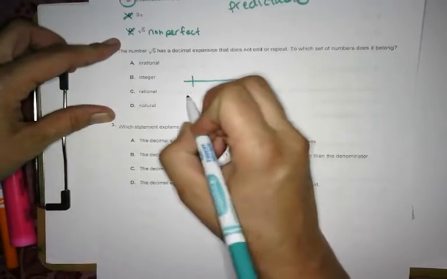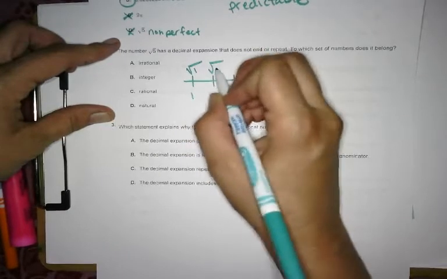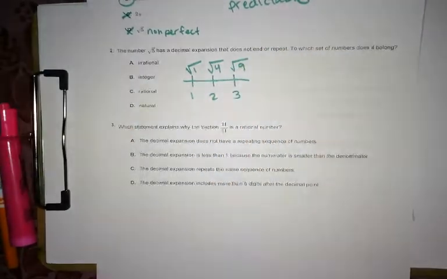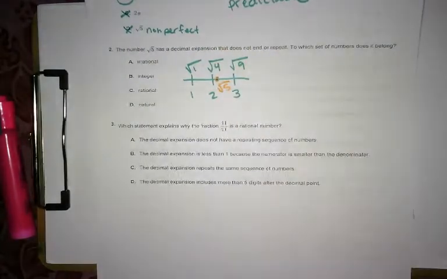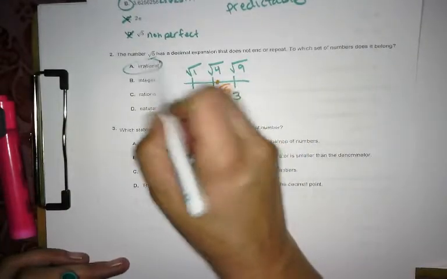Square root of 5, like we said here, is non-perfect. If I'm thinking of a number line where this is the square root of 1, 4, and 9, the square root of 5 would be like here. So I'm really looking for a number that's kind of right past 2, and it's not perfect. Because it's not perfect, that means it's irrational.